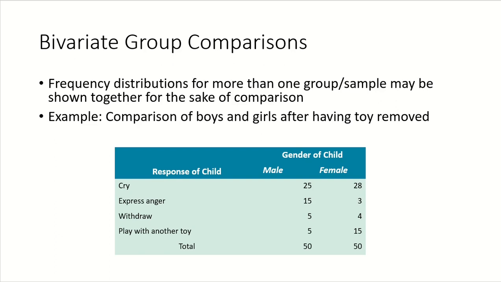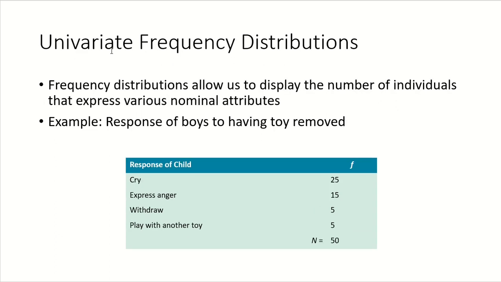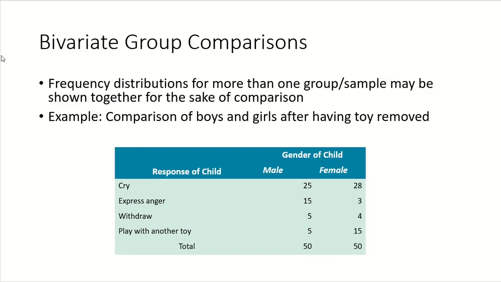Another thing we can do, and let me back up, univariate means we're looking at one variable. So in this case, we're just looking at the response of the child. When we look at two variables, we call this a cross tabulation, a bivariate group comparison. In this case, two nominal variables. So now we're going to compare male to female for the type of response the child had. And here we see again the frequencies, this time for each category by group. So we can compare. And in this case, the samples of male and female are equal in size.